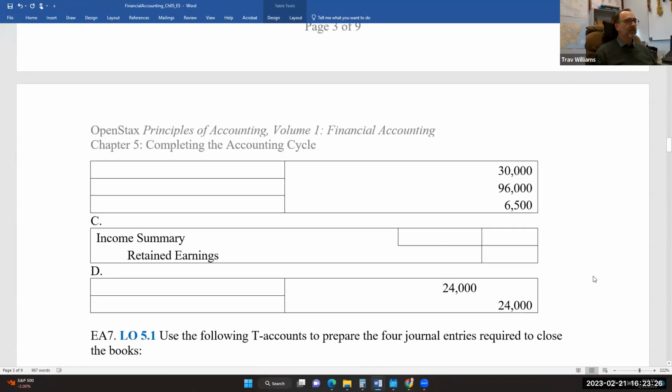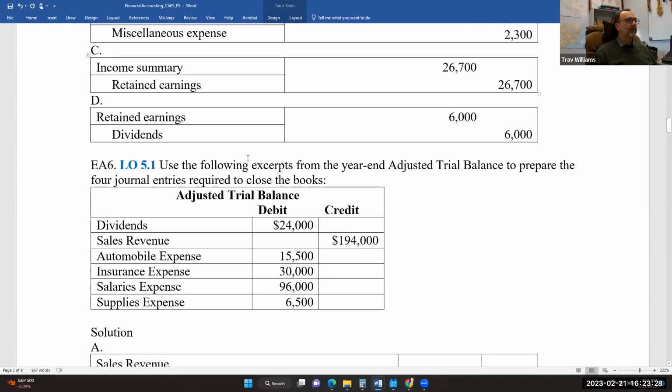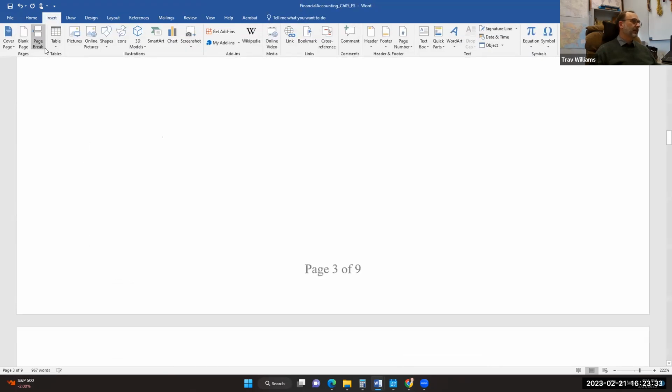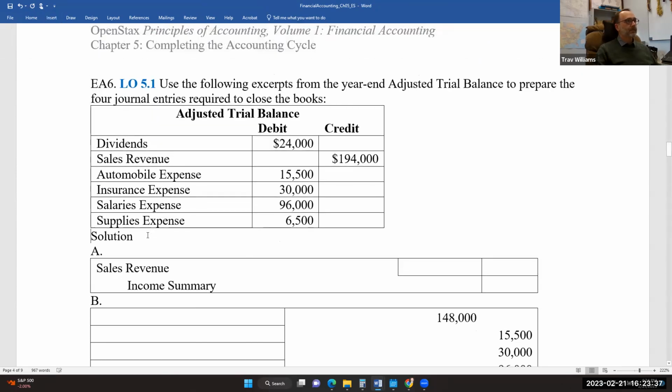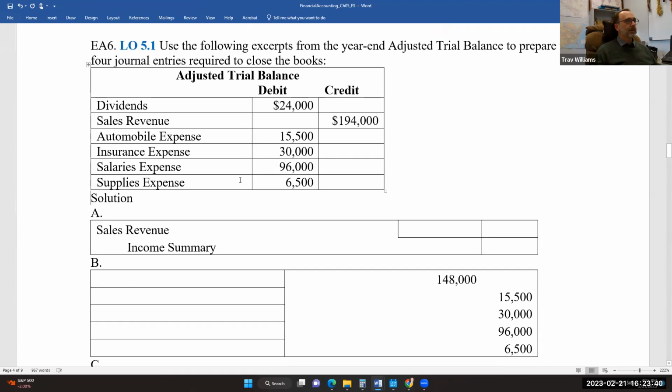Okay, let's go on to number 6. This one mixes it up a little bit. We're going to have to fill in some numbers and some account names. Okay, so sales revenue. This company has only one revenue account. It's 194,000. Notice it has a credit balance, so we have to debit it to get it down to 0. And so we credit income summary the same amount. Oops, too many zeros.